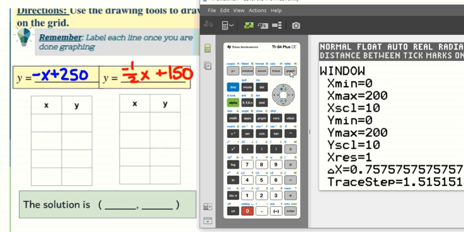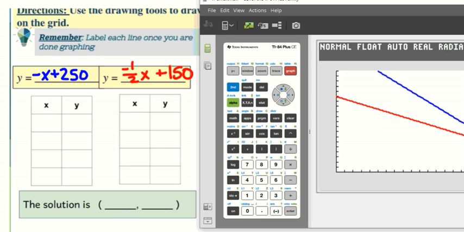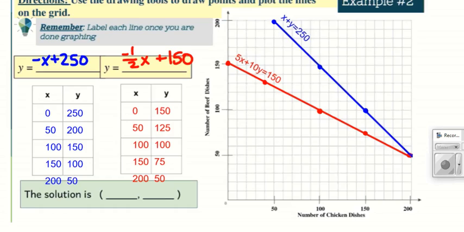Now, when we press the graph button, look at that. We can see where our lines intersect. After taking some time to graph both of these equations, here's what we have.